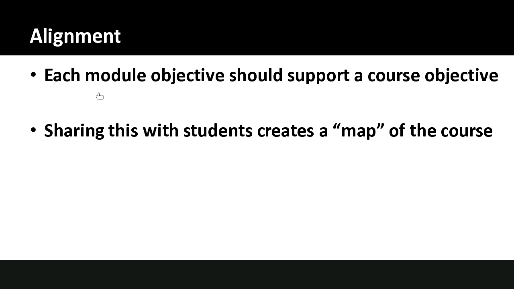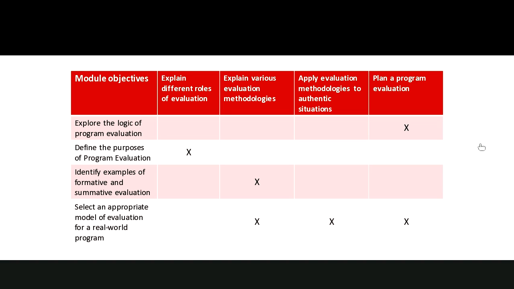We want to ensure that those module level objectives somehow support the course level objectives, that they fit together with the course level objectives. And then we also want to share with our students how they align. And so in that way, we're going to create a map of the course in order to prove that alignment is happening. This is the strategy that I like to use to make sure that my module level objectives are aligning with the course level objectives.